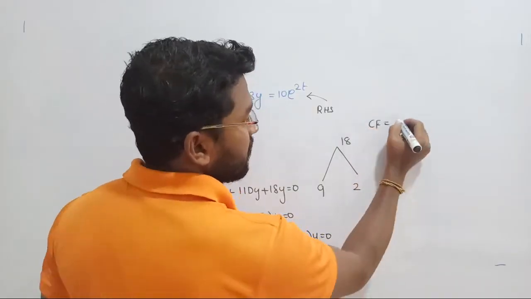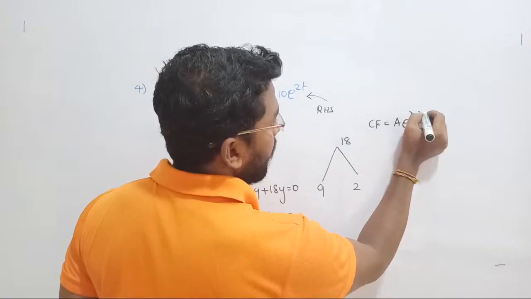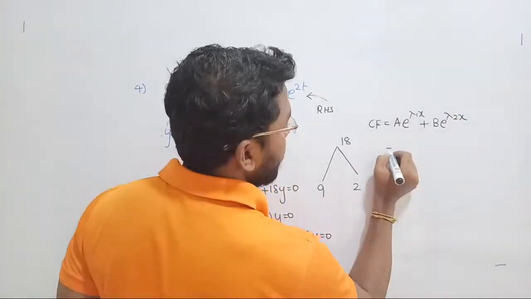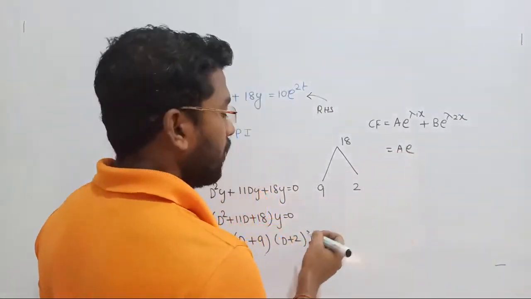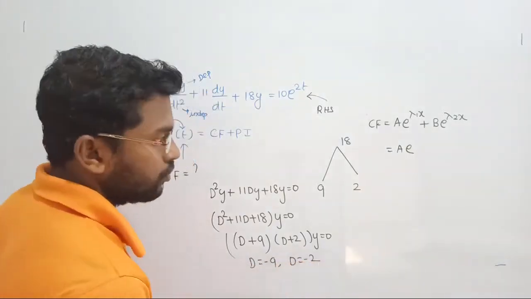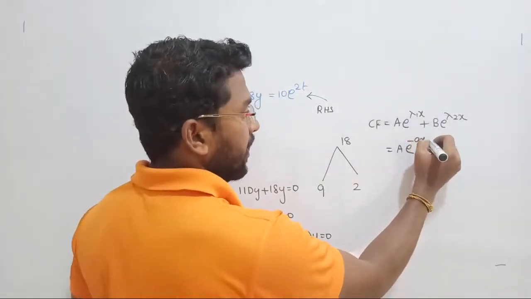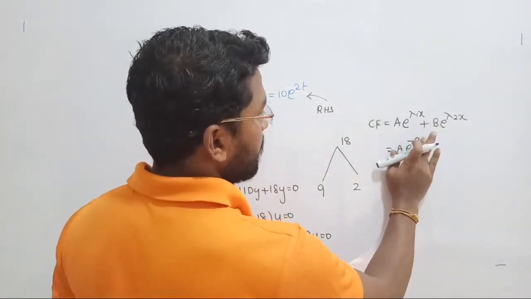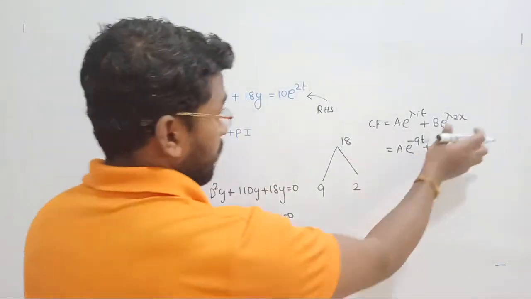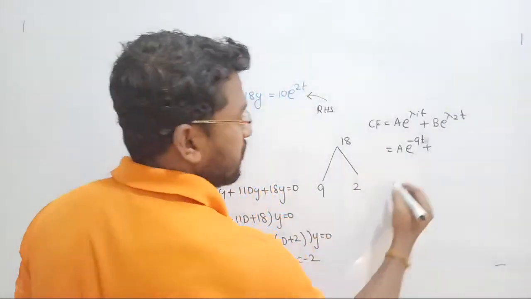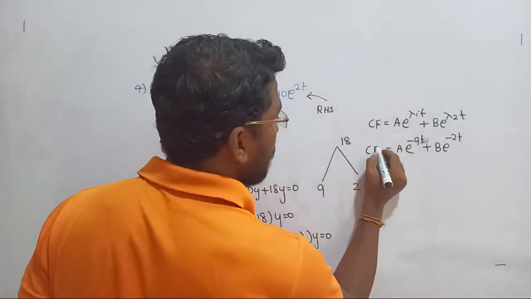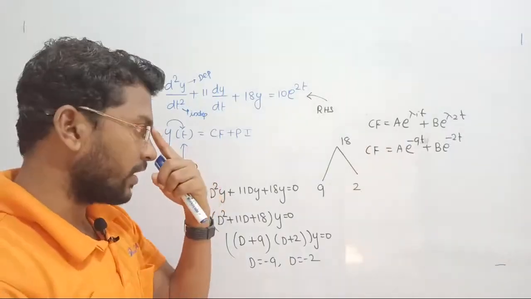Complementary function can be written as a into e power lambda 1 x, distinct two eigenvalues, b into e power lambda 2 x, whereas lambda 1 value is what? D plus 9, d plus 2, in the sense d is equal to minus 9, d equal to minus 2, such that it can be written as minus 9x. x or t, for us that is t, right? Here our independent variable is t. So for us that is t only, such that it can be written as b into e power minus 2t. Clear? That is the complementary function for our case. I hope things are clear to you all, right?